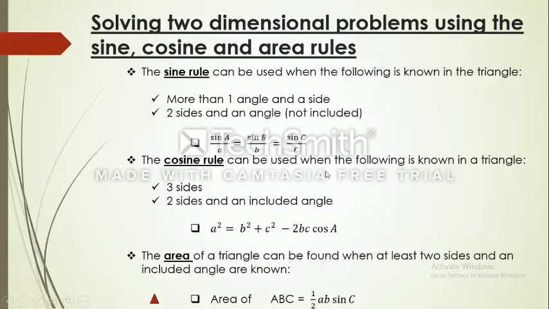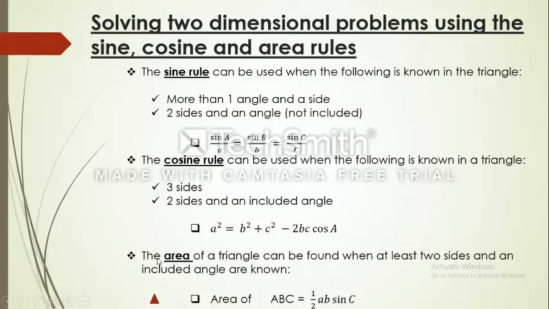The cosine rule can be used when the following is known in a triangle: 3 sides, or 2 sides and an included angle. And the formula thereof is a squared is equal to b squared plus c squared minus 2bc cos A. This formula, as you can remember, can also start with b squared, which is equal to a squared plus c squared minus 2ac cos B. Or you can have c squared starting here, which is equal to a squared plus b squared minus 2ab cos C.